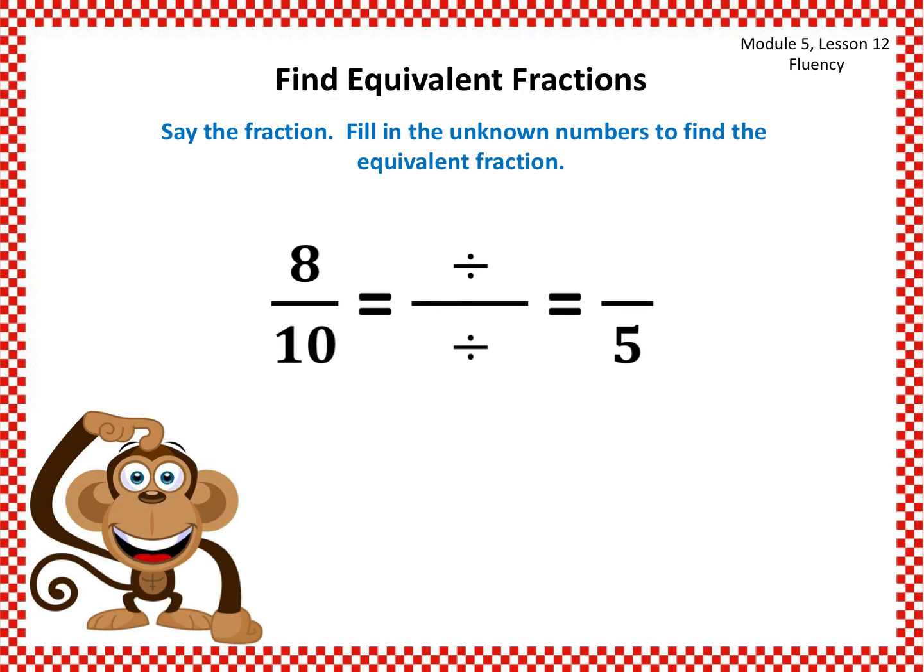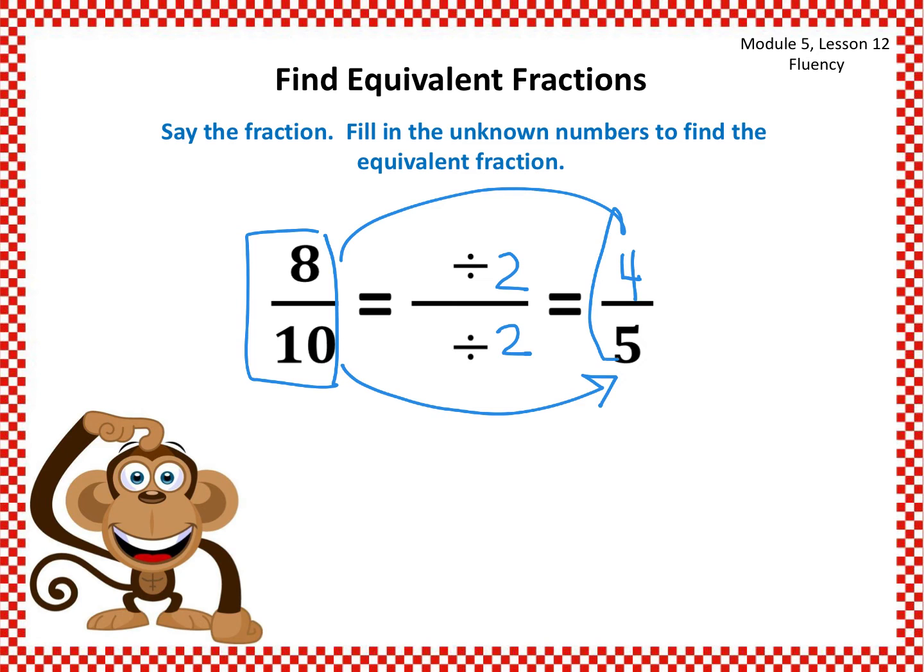All right, we've got another one here. We start with the fraction 8/10, and we're going to try and figure out how we get it into fifths. So we'll start with the 10 here, and we'll look, okay, well, how did I get to 5? Well, 10 divided by, again, 2. You should have written that down hopefully before me. If I do it to the bottom, I do it to the top. 8 divided by 2 is 4. So now I know that 8/10 is equivalent to 4/5.